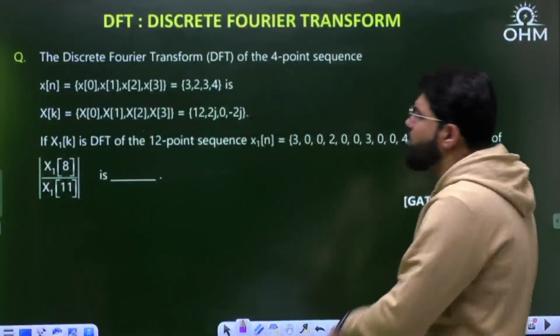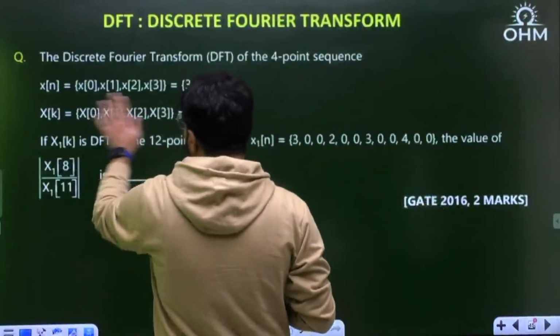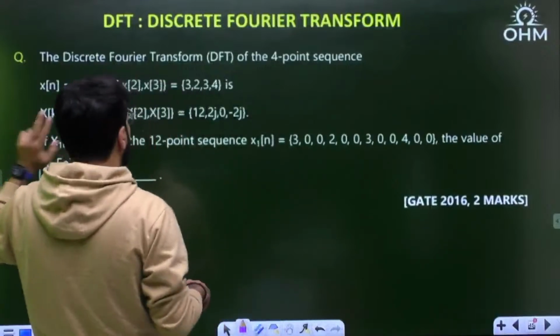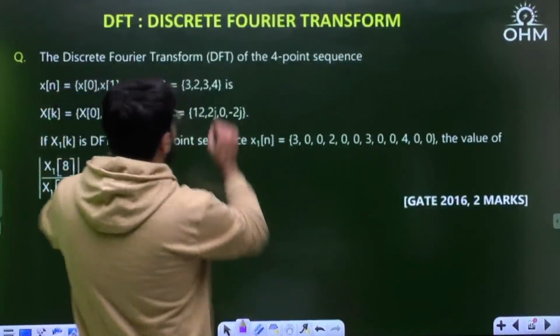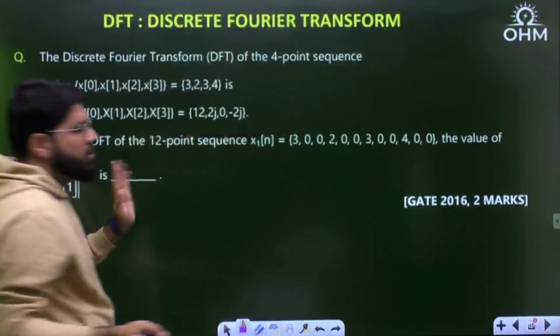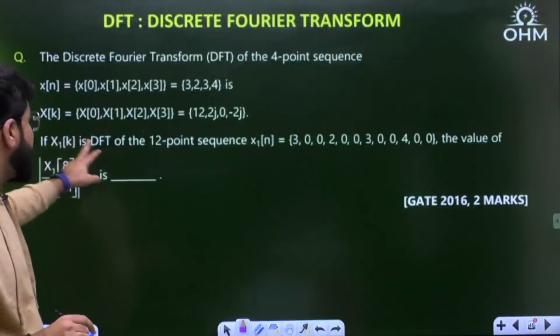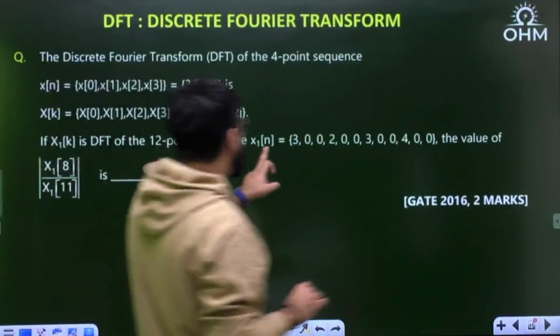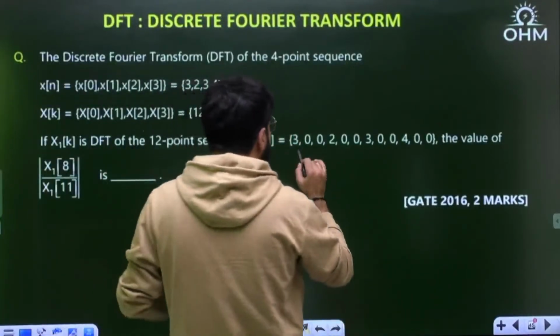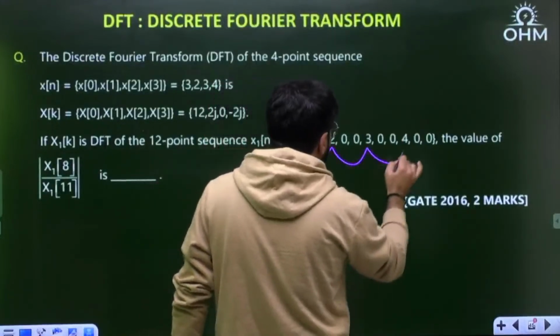See here, dear, now understand. x(n) is given to you as 3, 2, 3, 4 and it has a DFT which is already given to you: 12, 2j, 0, minus 2j. You can calculate the DFT of this, but they have given it. So somehow it is a property question, not on DFT calculation. If X1(k) is the DFT of the 12-point sequence x1(n), now see, what is x1(n)? 3, 2, 3, 4 appears here.